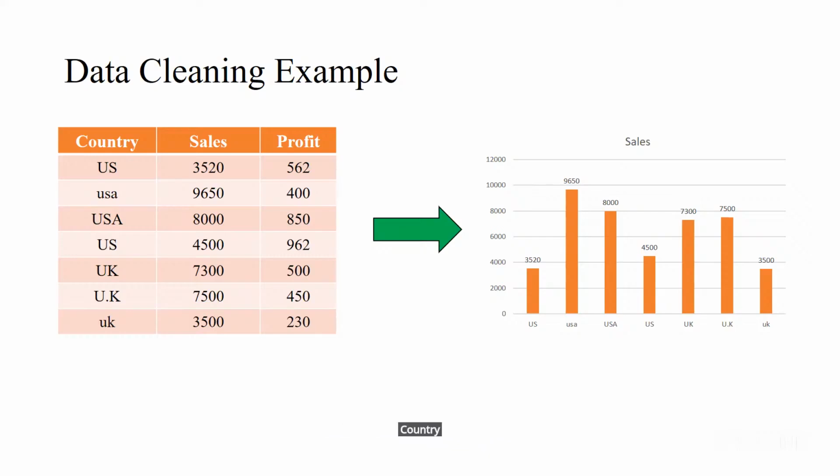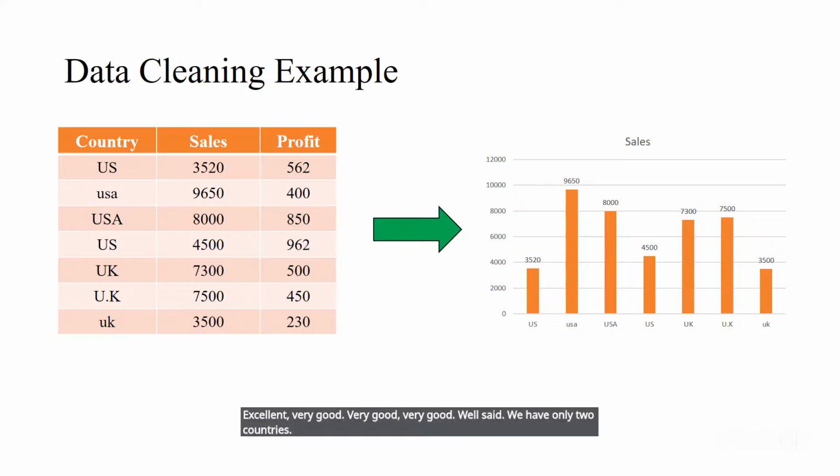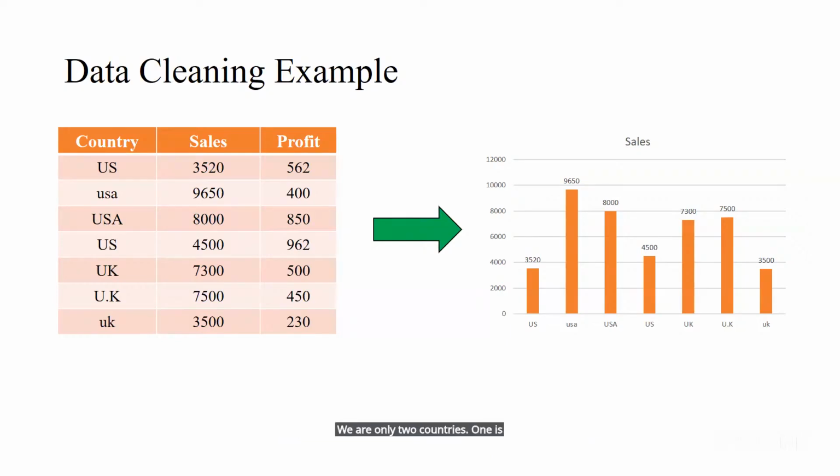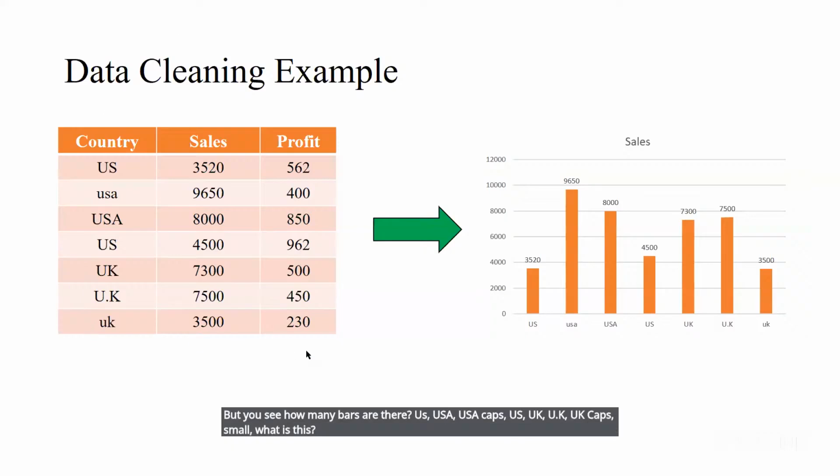Excellent. Very good, consistency is missing. Very good. Well said. We have only two countries. One is USA and one is UK. But you see how many bars are there? US, USA, USA caps, US, UK, U.K, UK cap, small. What is this? This is not the one which I'm expecting.